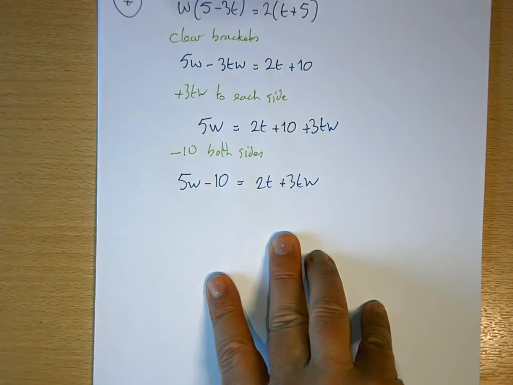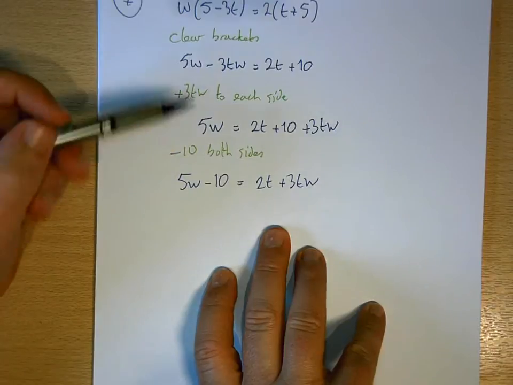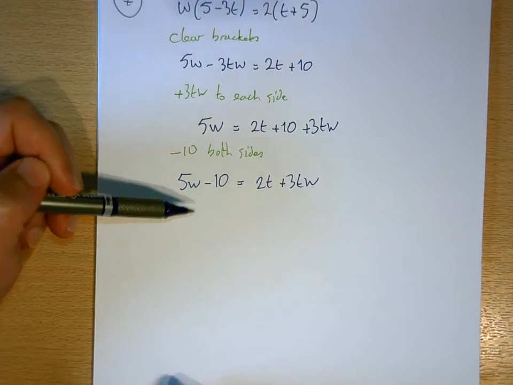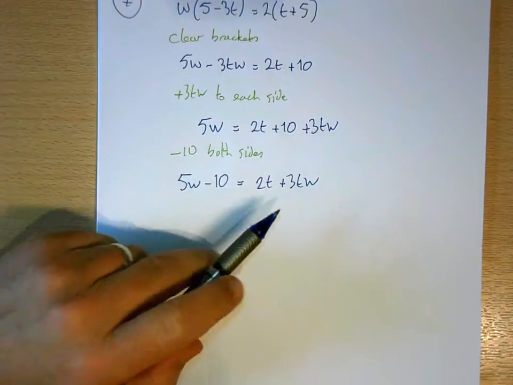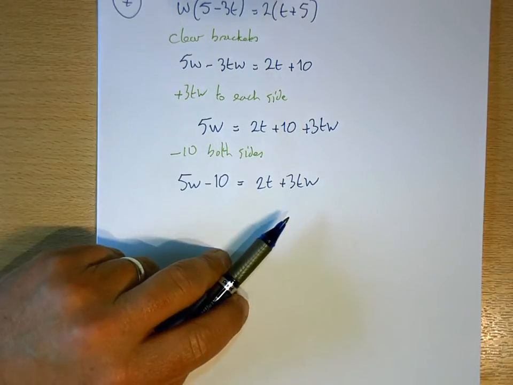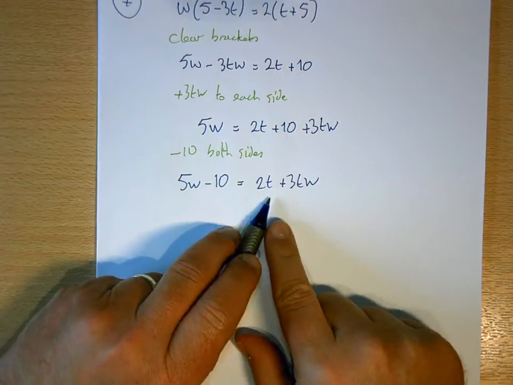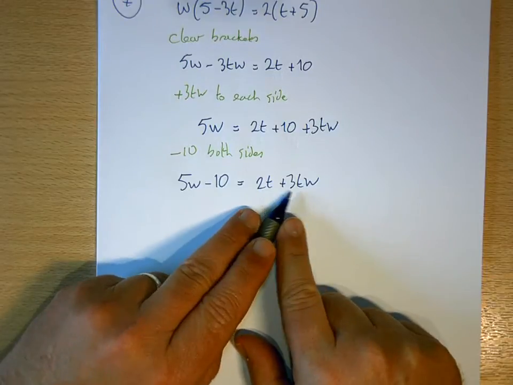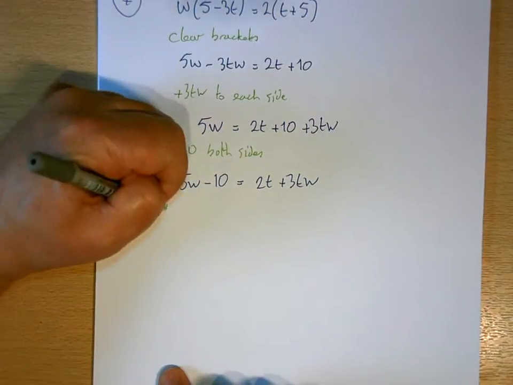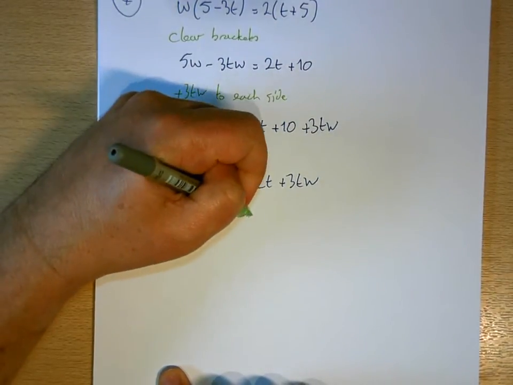Now, this is the complicated bit. Before you do this, you need to be happy with the idea of common factors. So if you don't know what a common factor is, I wouldn't bother with the next bit. You need to really get your head around common factors first. But what we've got here is t is a common factor of both of those. So we can take t as common factor.